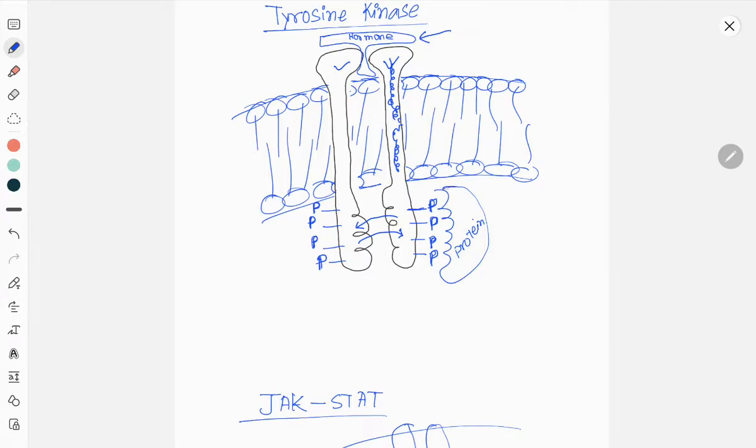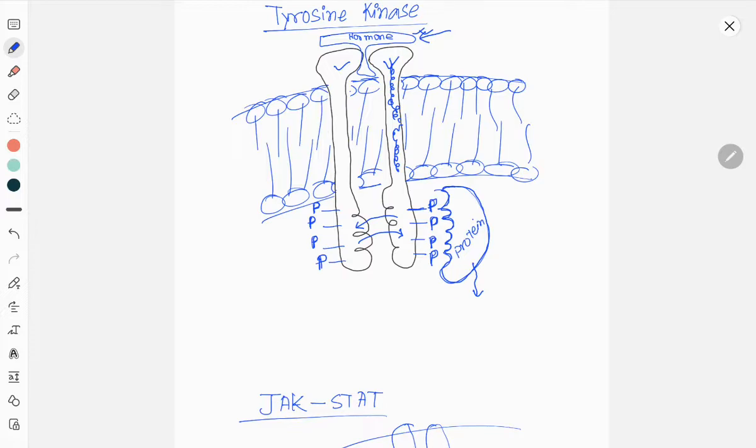The second messenger protein will come here and will be phosphorylated by this homodimer tyrosine kinase receptor. This phosphorylated protein will act further and will manifest or act as a functional protein for this hormone intracellularly.